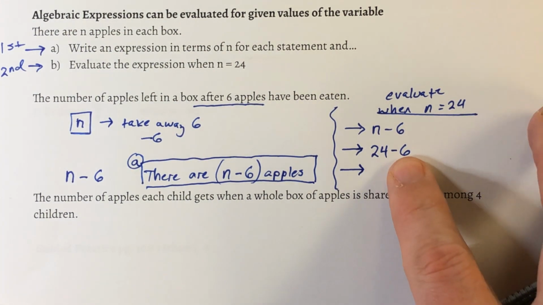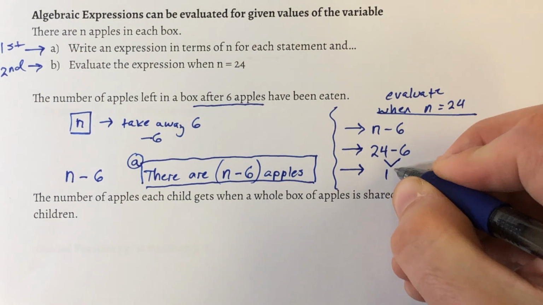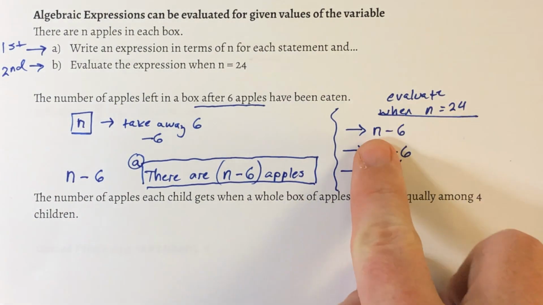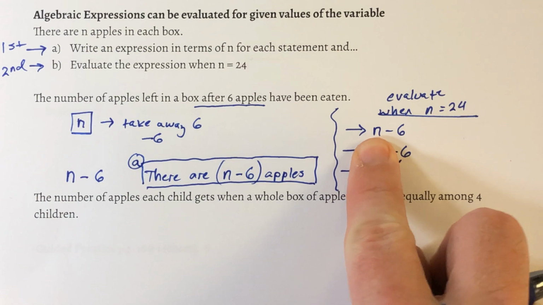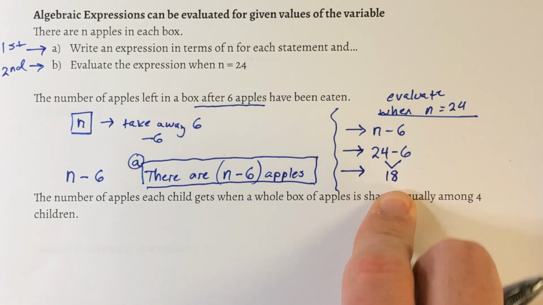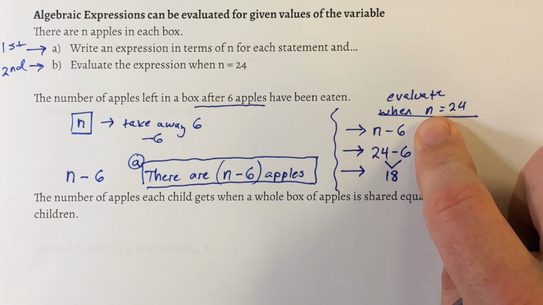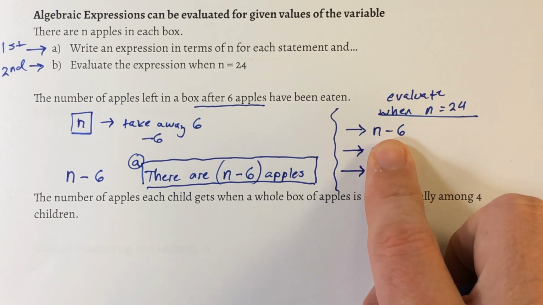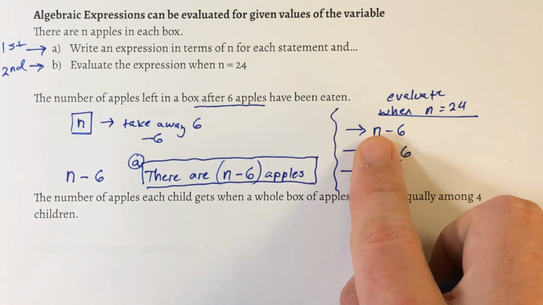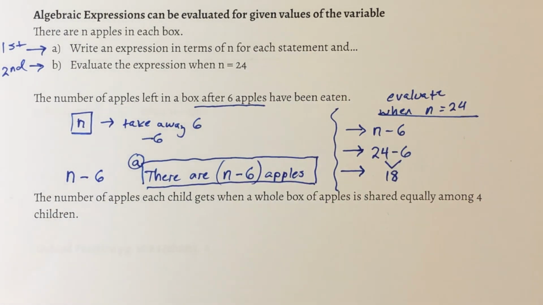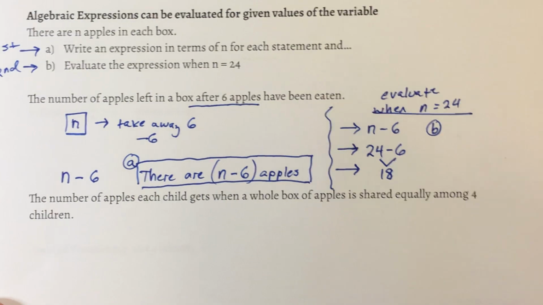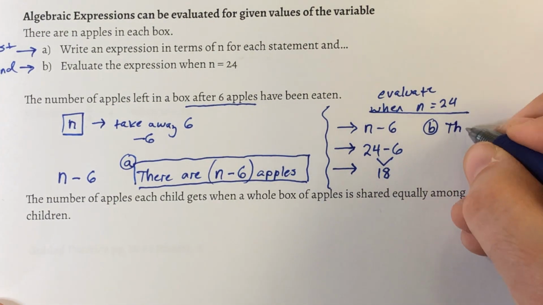So 24, take away 6, there's only one step there. I get 18. So this means if there are 24 apples in the box and you eat 6, then you would have 18. Remember, variables could change depending on the type of question. So think of this as instructions on how to find how many apples are in the box after you eat 6. So in other words, you start with the total and take away 6, and you would get your answer. So our answer for part B, we've evaluated it. We got 18. So we're going to say there are 18 apples.